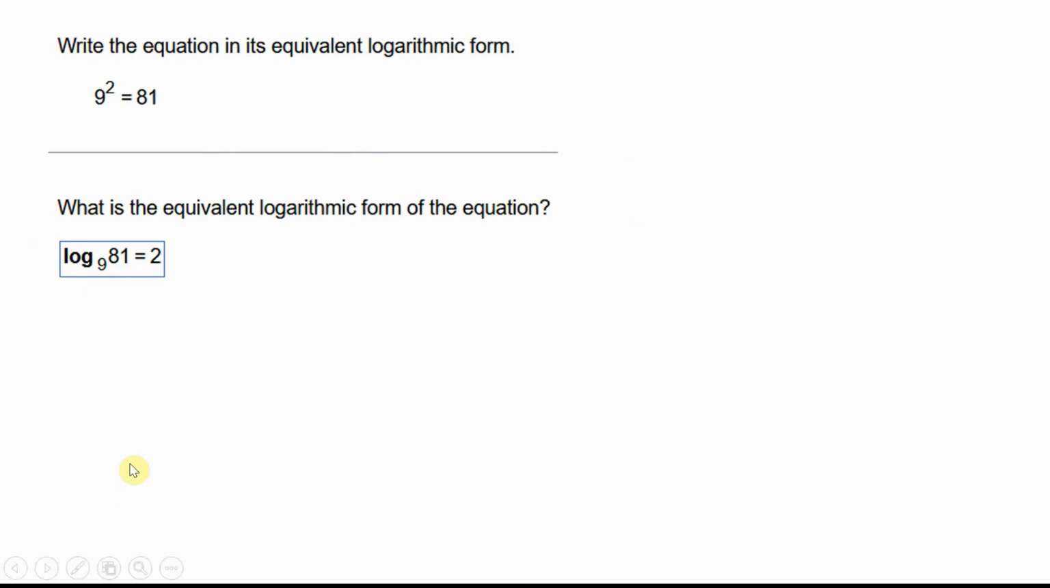This is an exponential form. We take the definition again. Here, 9 is b, right? This is y, and this is x. So we have log base b of x is equal to y. This is if and only if the base raised to the y is equal to x. And so you put that in log form. So that's log base 9 of 81 is equal to 2.